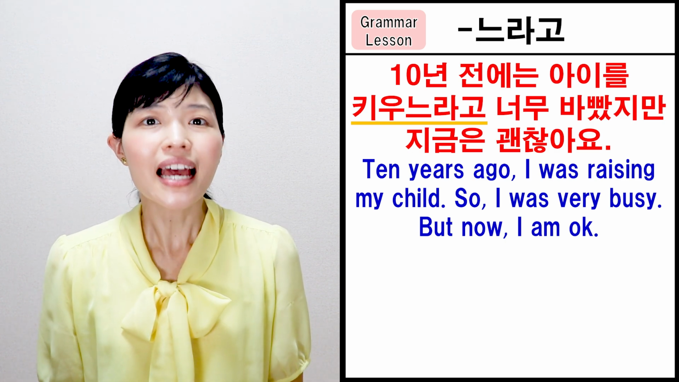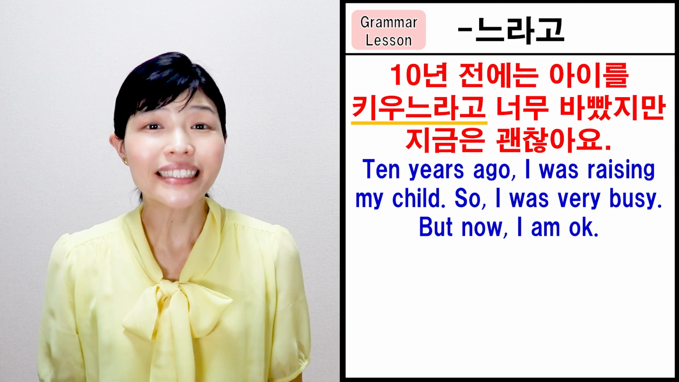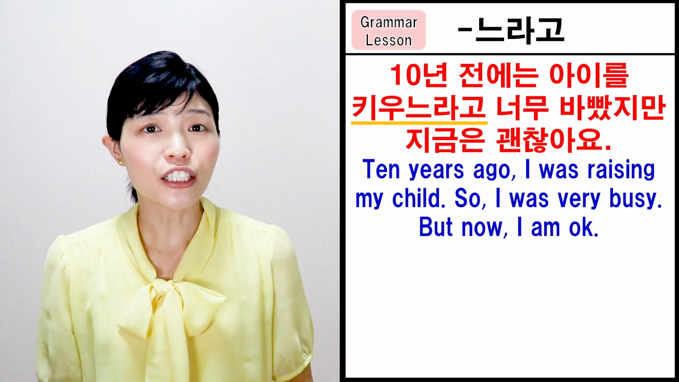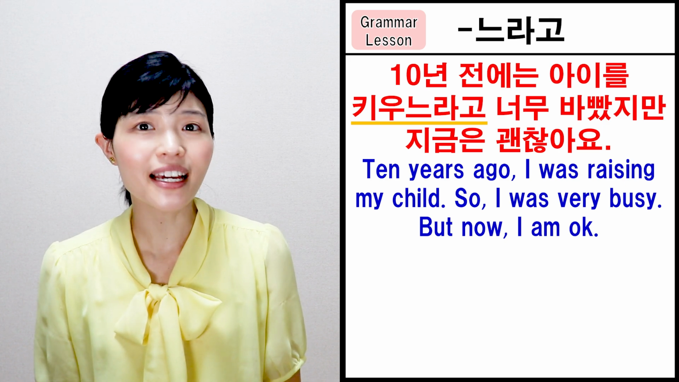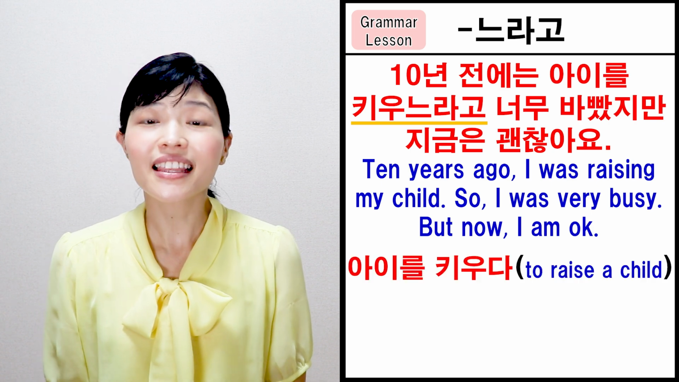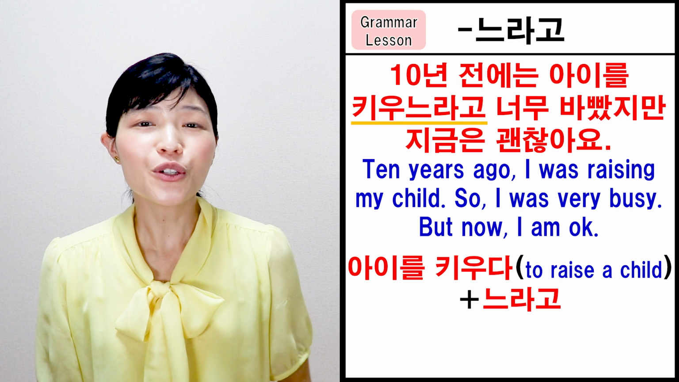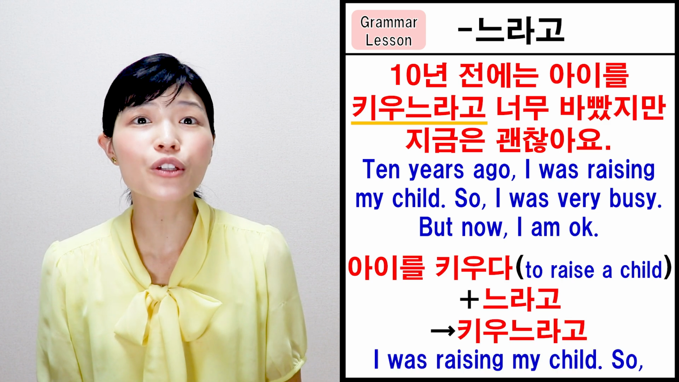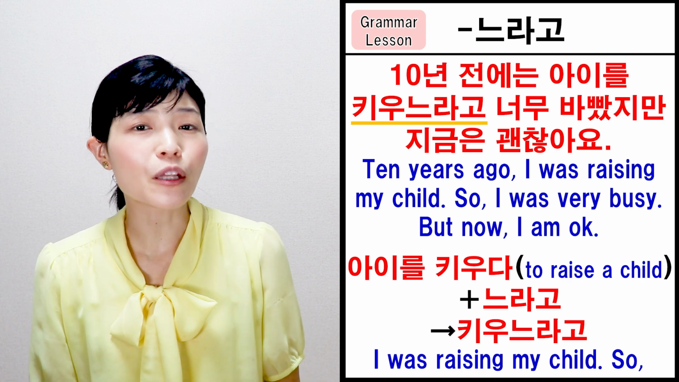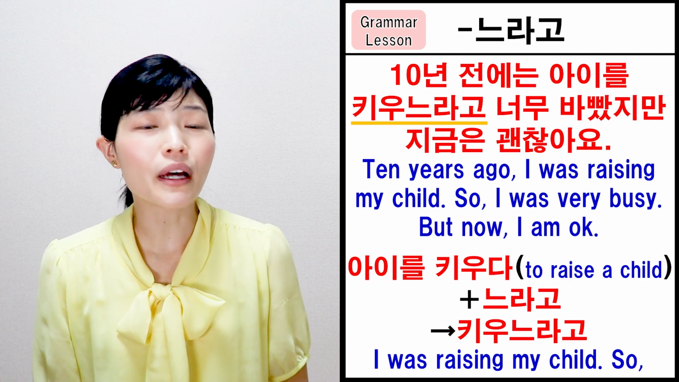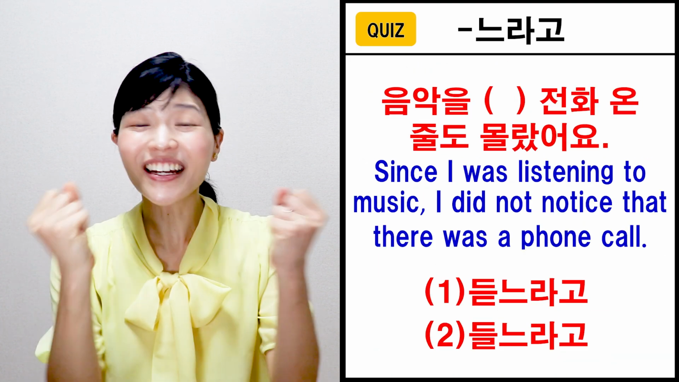10년 전에는 아이를 키우느라고 너무 바빴지만 지금은 괜찮아요. 10 years ago, I was raising my child, so I was very busy, but now I'm okay. In this sentence, 아이를 키우다 means to raise a child. You add 느라고 to make 키우느라고. I was raising my child, so being busy is an unwelcoming situation that no one wants. That's why you use 느라고. Do you get it? Quiz!